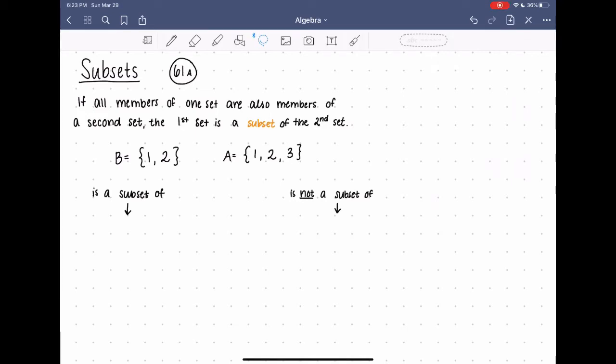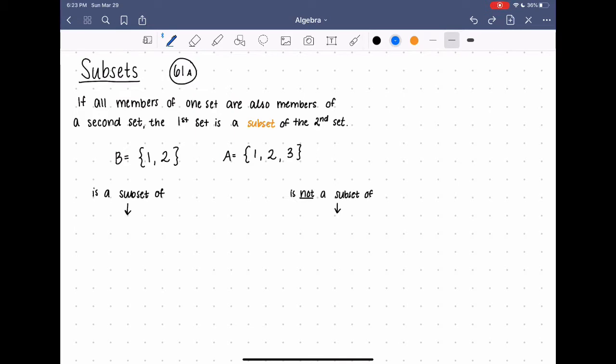Lesson 61, subsets. So we already learned about sets. They just look like this. We have a letter that is labeling a bunch of numbers that are in between some of these brackets, and that would be a set of numbers. So a subset, here's the definition.